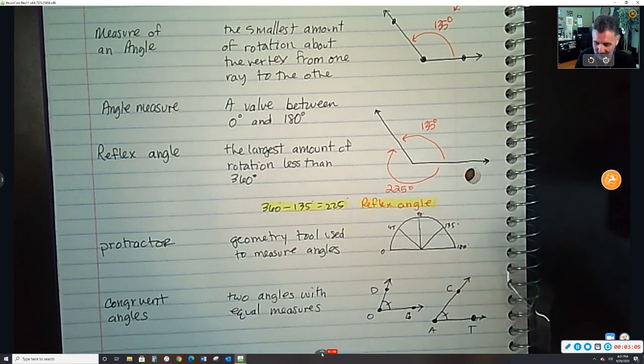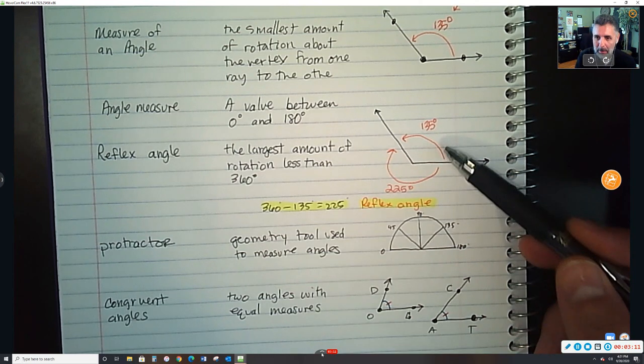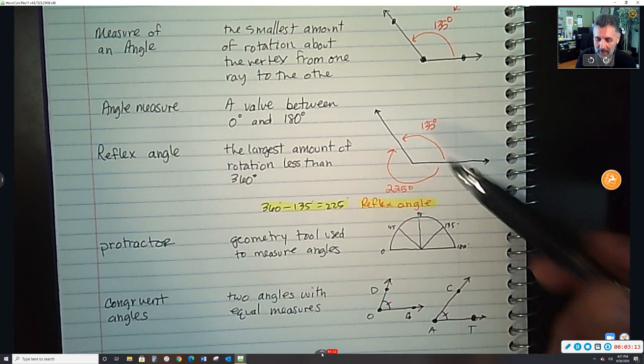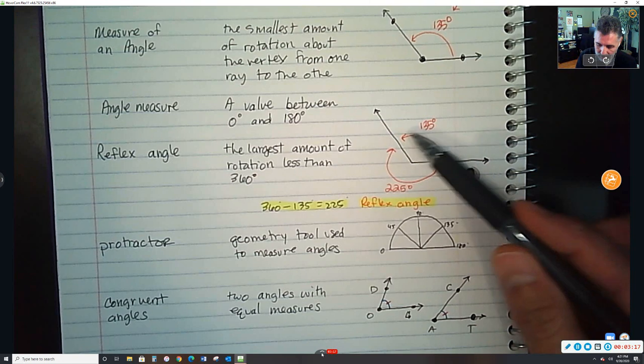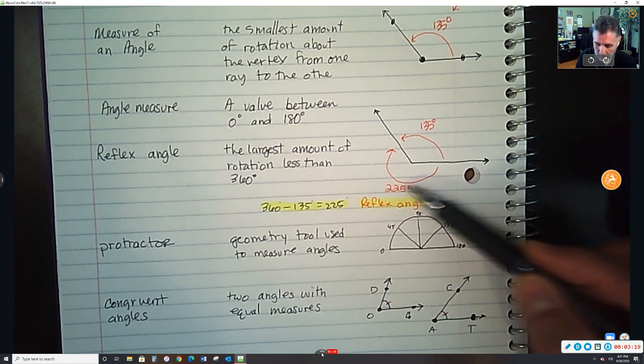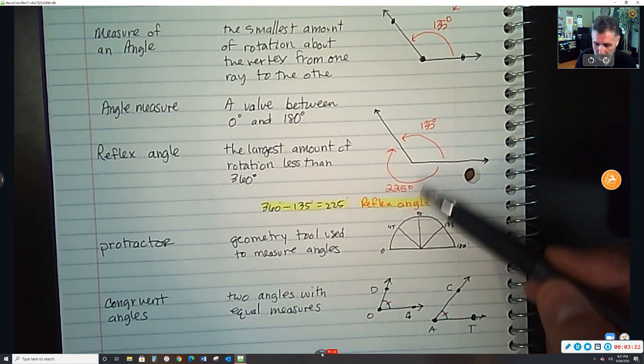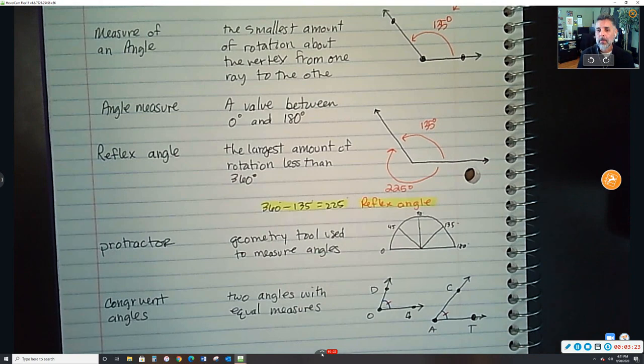I like to think of these two together as making a circle. Imagine if I just continued this, it would be one complete circle. So the regular angle and the reflex angle make a circle.